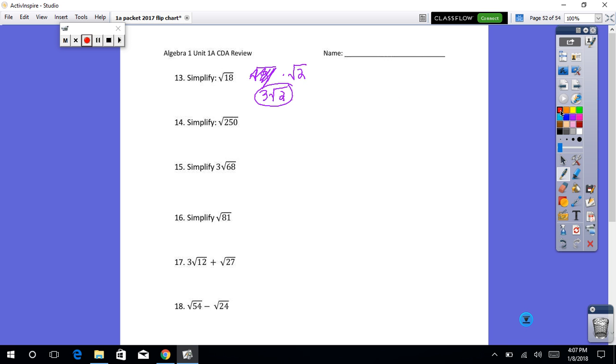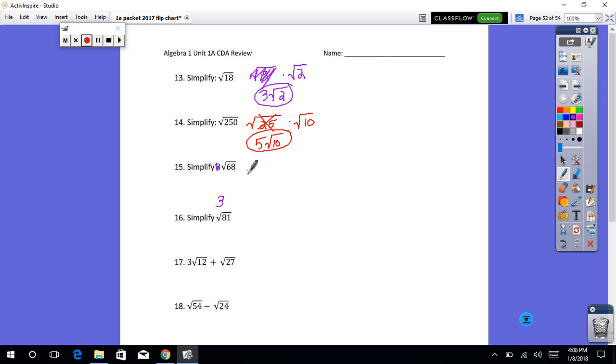Okay, the next one, 250. We have the square root of 25 times the square root of 10. The square root of 25 is 5. The square root of 10 does not simplify any further, so it's 5 square roots of 10. And the next one already has a number out to the front, so I'm going to put it down here so I remember to use it in a second.